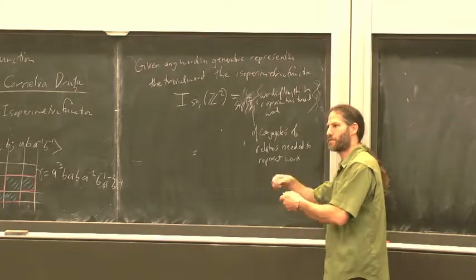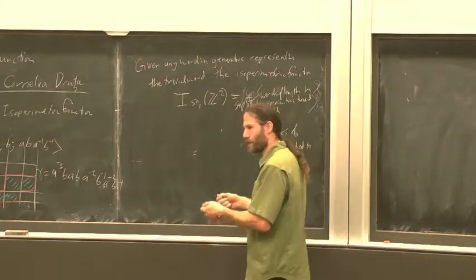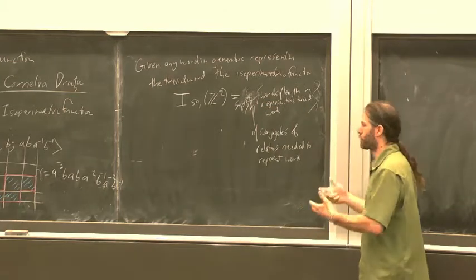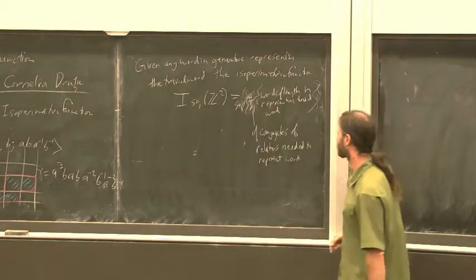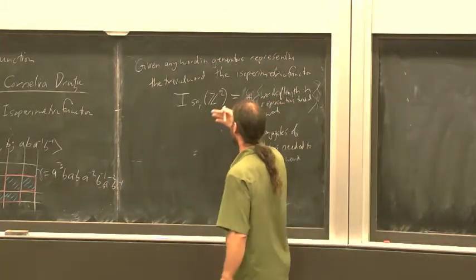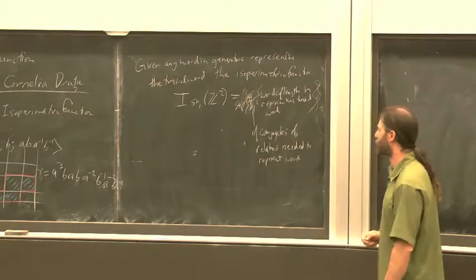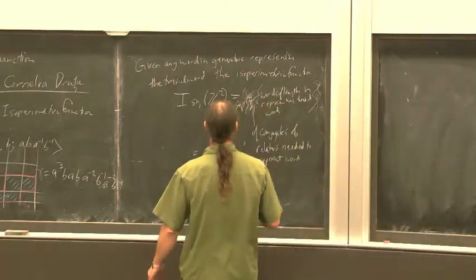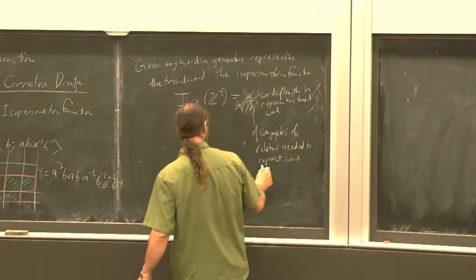And then you look at all ways of length n to represent the trivial word, and you look at the worst way to do that, and that's the one-dimensional isoperimetric function. So this is a map from the positive integers to the positive integers. Okay, so that's the one-dimensional isoperimetric function.